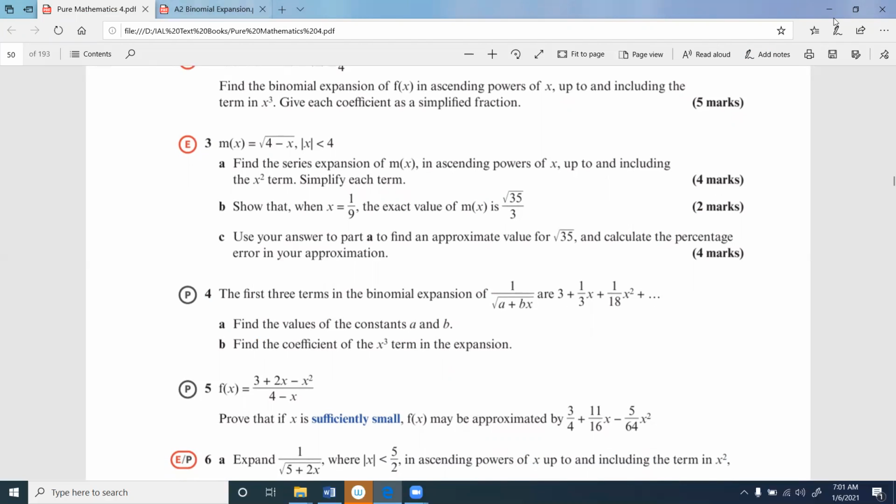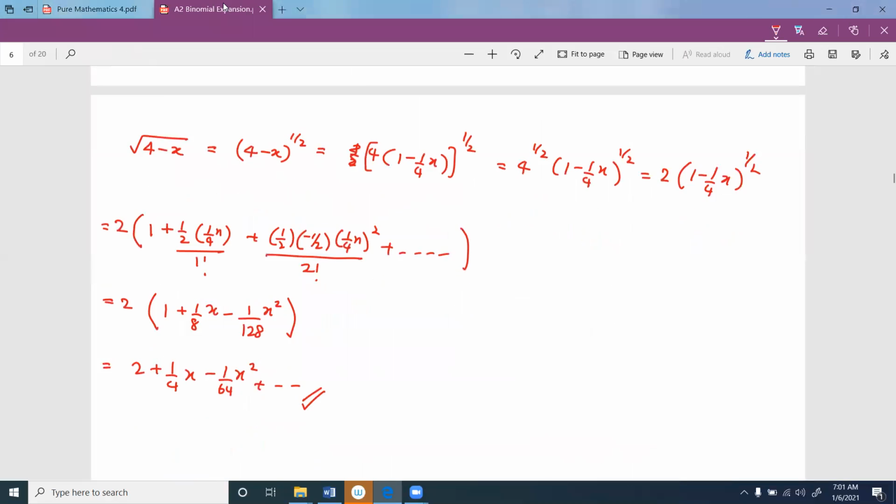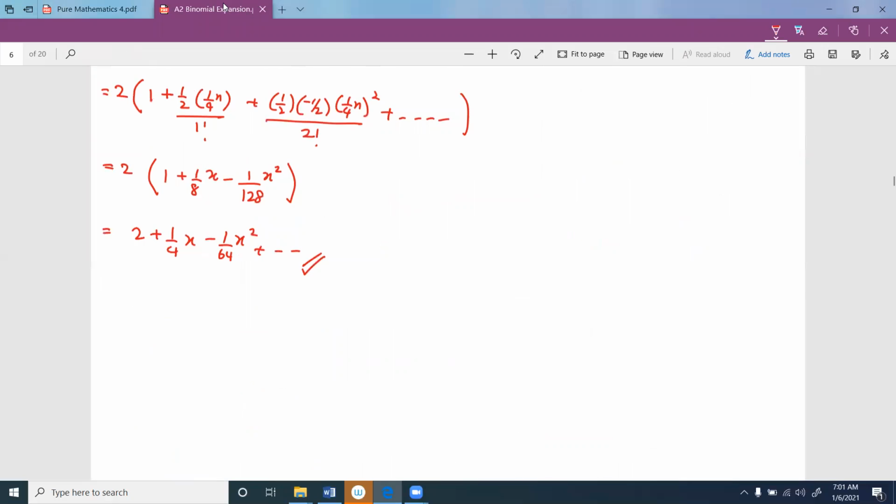Okay, then the part B answer is, you can say, the square root of 4 minus x. Then we will put 1 over 9 over here: 4 minus 1 over 9. That answer is 35 over 9. The square root of it is root 35 over 3 would be the answer for that. That is what they expect, right?